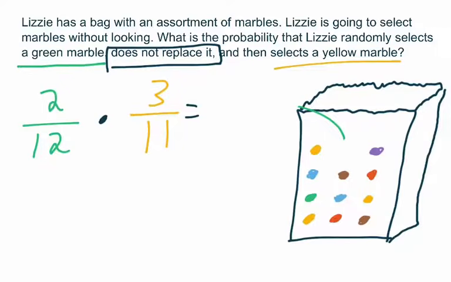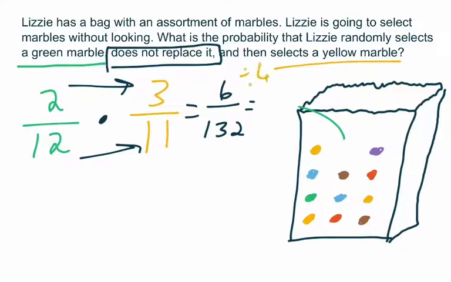I'm going to leave it like this. I'll do it both ways, but if I leave it like this, 2 times 3 at the top is 6. 12 times 11 at the bottom is 132. When you simplify this down, 6 does go evenly into itself, and 6 also goes into 132. 6 goes into itself one time and goes into 132, I believe it's 22 times. So 1 out of 22 is the answer there.